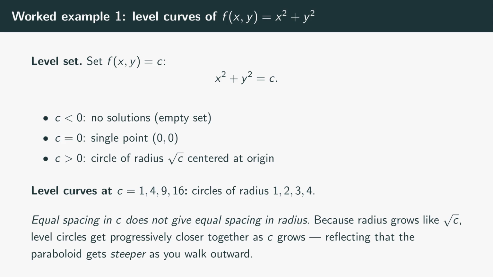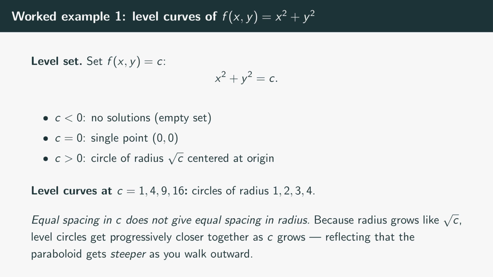First worked example: sketch the level curves of f of x, y equals x squared plus y squared. Set f equal to a constant c, and we get x squared plus y squared equals c. 3 cases. If c is negative, no point x, y satisfies the equation, because squared real numbers can't sum to a negative number. The level set is empty. If c equals 0, the only solution is x equals y equals 0, a single point at the origin. If c is positive, x squared plus y squared equals c is the equation of a circle of radius the square root of c centered at the origin.